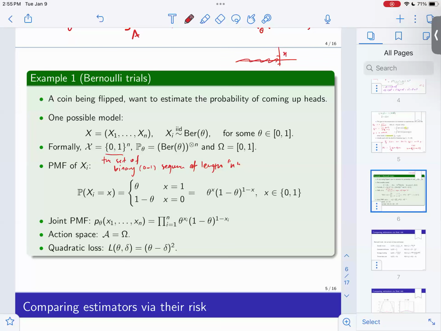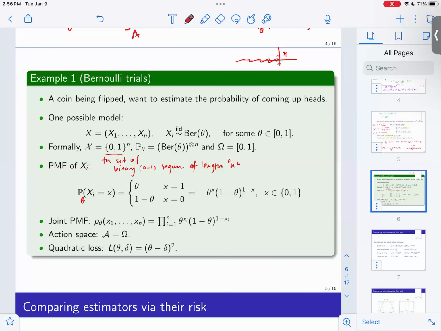So how do we specify this P theta? We can do it via the PMF. And again, because it's a product measure, we just have to specify one of the marginals. So the single marginal is like this: P theta of X_i equal to x. Let's say the i-th coordinate is x. The probability is theta if x is 1, and 1 minus theta if x is equal to 0.